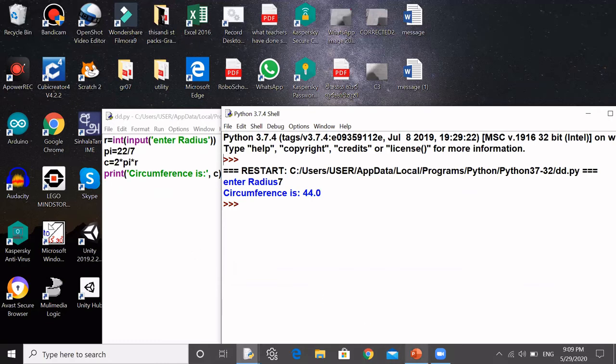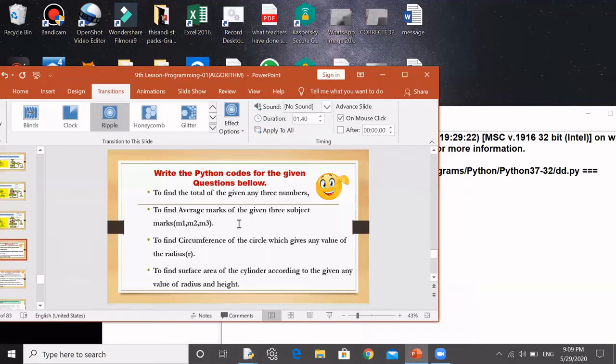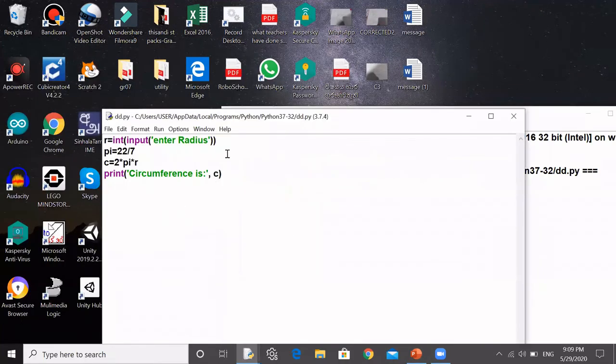Now let's take the next one. What is next? That is to find the surface area of the cylinder according to any given values of the radius and height. You can see there are two inputs, so we have to get the height also. h is equal to int(input("Enter height")).